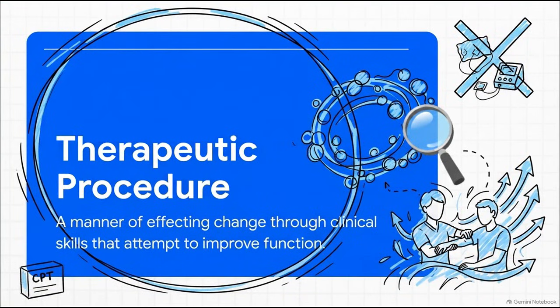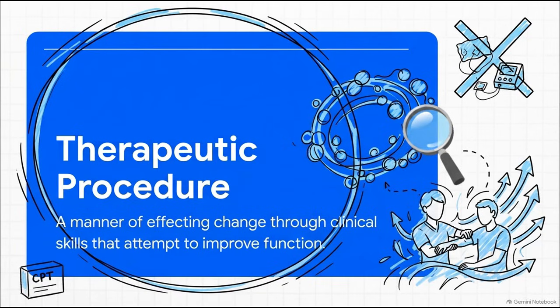Now, pay close attention to the words clinical skills and direct one-on-one contact. Our source guidelines define a therapeutic procedure as a manner of effecting change through the application of clinical skills that attempt to improve function. So what does this actually mean for us? It means that unlike unattended modalities, like a hot pack or e-stim, a therapeutic procedure demands your direct, undivided clinical skill. You've got to be actively engaging with that patient to improve their function.